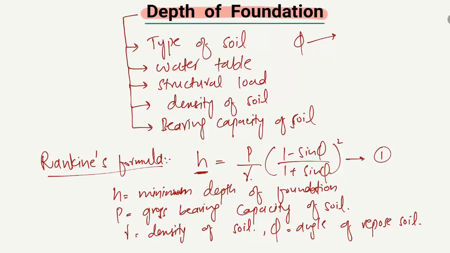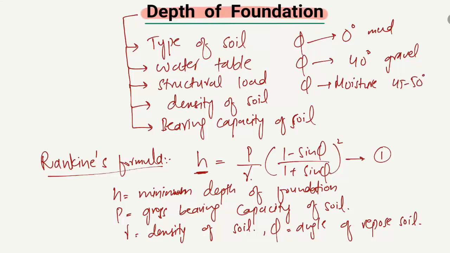This phi depends upon the different types of soil. For example, for mud, this value is taken as 0 degrees. For gravel, this value is taken as 40 degrees. And for moist earth or moist soil, this value is taken as 45 to 50 degrees. So this angle of repose depends upon the type of soil. Here I have explained the different factors.